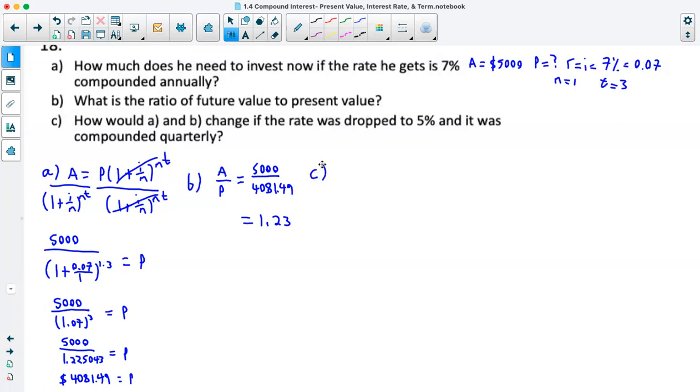Okay, part C is essentially the same thing, except we are changing our R, or our interest rate, which will be 5%, which is 0.05, and our N is quarterly, so it's going to be 4. So we'll start out with A is equal to P times 1 plus I over N to the NT. Rearrange this, get P on its own, so divide by 1 plus I over N to the NT.